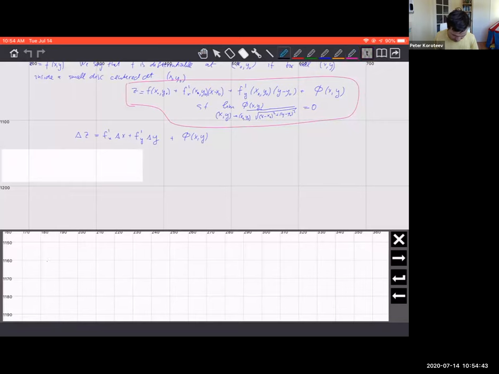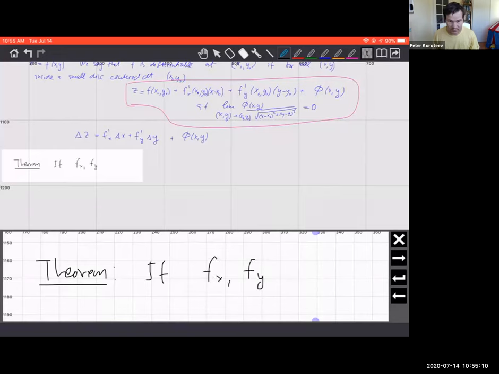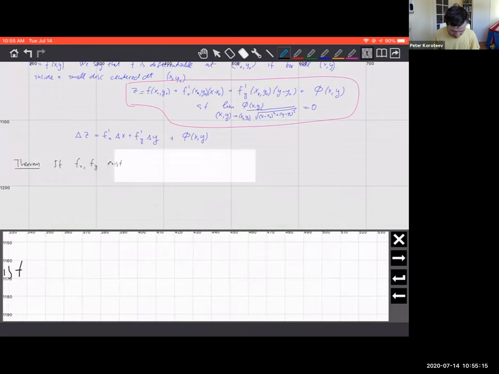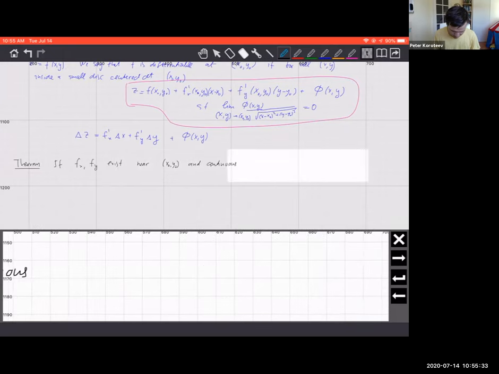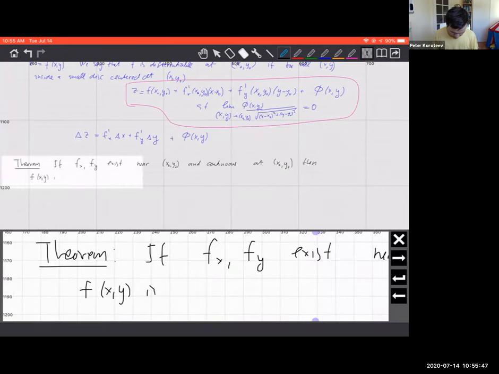Let me make a theorem. If the function is differentiable at a point, then it's also continuous at that point. That's easy because it follows directly from the definition, but we can make a more precise statement about partial derivatives. If the partial derivatives f prime x and f prime y exist near, which means in a small neighborhood of x0, y0, and are continuous at this point, then f is differentiable at that point.